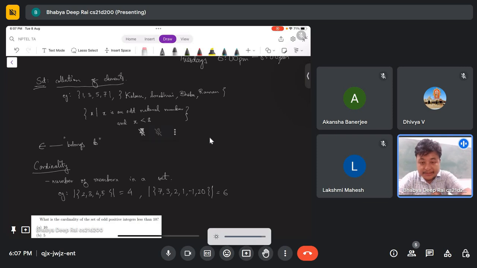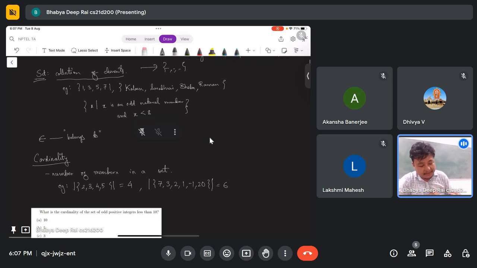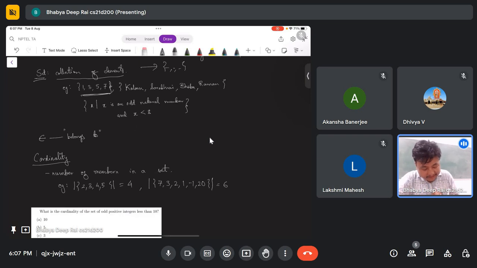And how do we represent those collections of elements? We represent them inside curly braces, with elements separated by commas. This is one way to represent them. Here is an example: a set containing 1, 3, 5, 7. Otherwise, here I have a set of famous scientists: Kalam, Sarabhai, Bhabha, Raman. These are elements. These are also called members of the set.